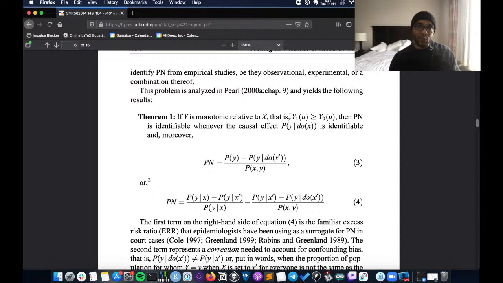So what does that mean? Let's say y is engagement. That means that if the amount a given person engages, given they see the feature, is always more than the amount they would engage if they did not get the feature, then we can actually identify this thing. If we know the causal effect of the feature on the outcome, which we would get from the experiment, then we can identify this probability of necessity. We can estimate it. We can get it.